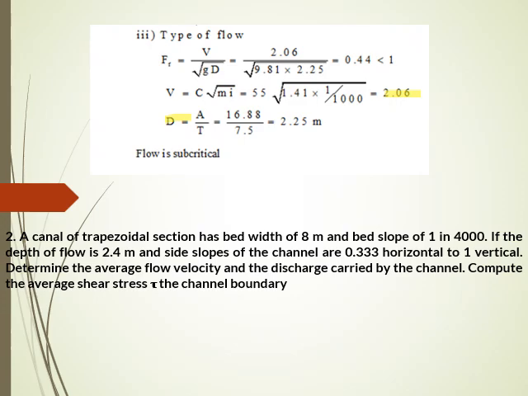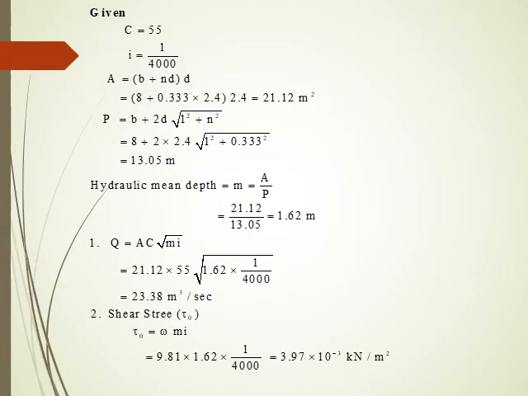The value of the Froude number you get is 0.44. The value is less than 1. So if the Froude number is less than 1, the flow is subcritical; equal to 1, critical; greater than 1, supercritical. So this is another model.